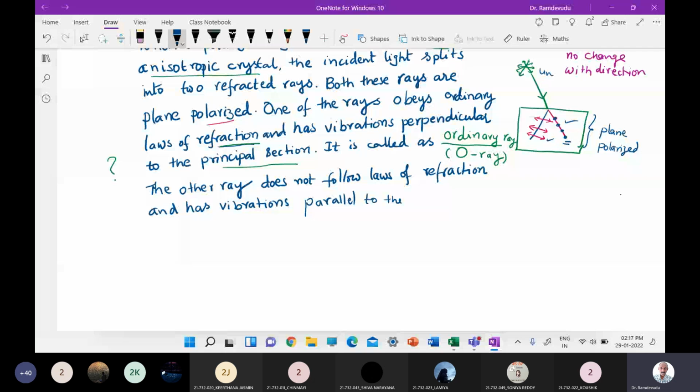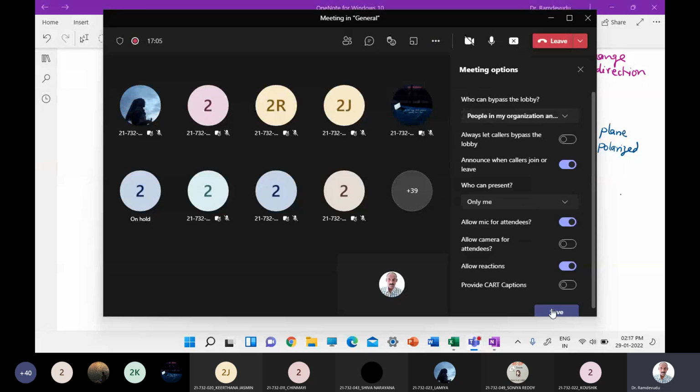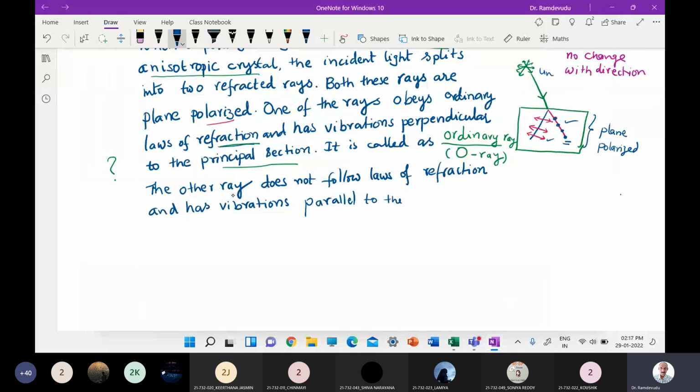Now, if you look at this ordinary ray, the second ray I'm talking about will have vibrations. The other ray out of the second does not follow the laws of refraction like Snell's law and has vibration parallel to the principal section. We call it as, what is principal section? We will define it by drawing a diagram soon.